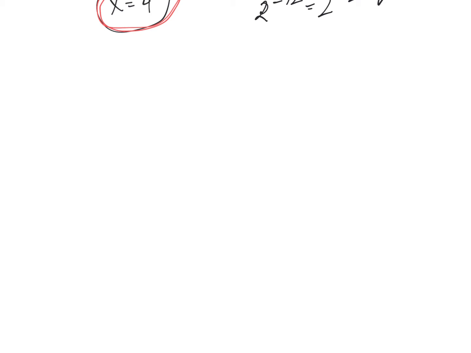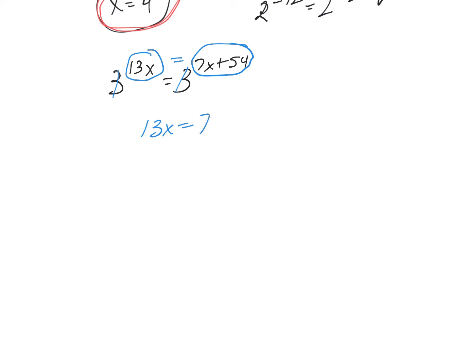Okay, we have 3 to the power of 13x equals 3 to the power of 7x plus 54. Again, I'm just going to look at my exponents and set them equal to each other. I'm going to disregard this 3. So I have 13x equals 7x plus 54.